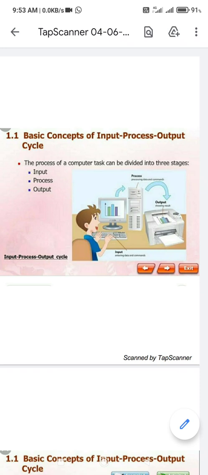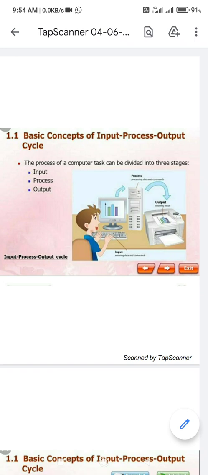A computer is very fast, very accurate, and a multitasker. A computer has no feelings and no intelligence. A computer does not have its own IQ. Because why? A computer does not have any feelings. Why? Because it is a man-made machine. It's not a living thing. It is a non-living thing, which is a man-made machine.